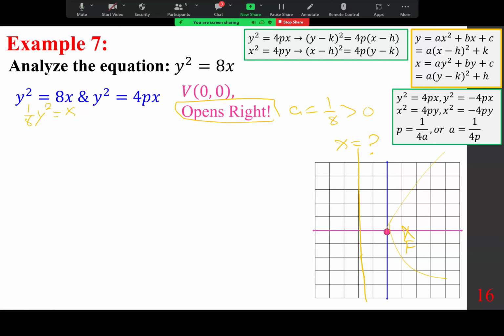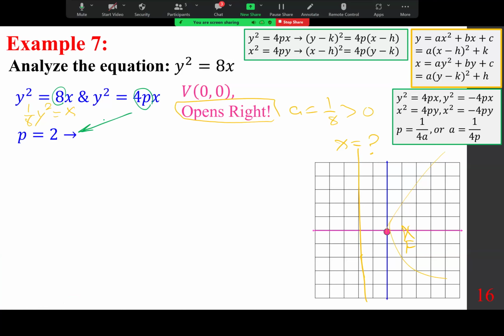Now we're going to figure out what's going on, because again, you can say a is 1 over 8 and p is 1 over 4a, or y squared equals 4px, which 4p is 8, p becomes 2. There are many ways of calculating the p. At this point, I'm going to leave it for you to figure out. You can go with this, and then p becomes 2.